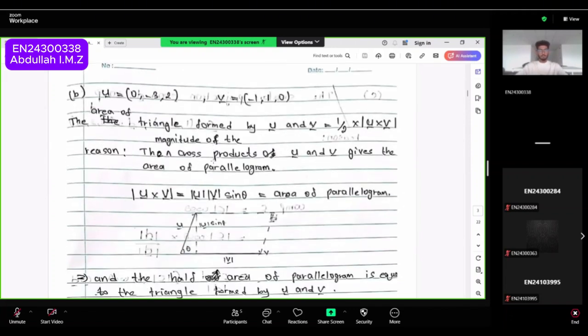And the second question, we have to find the area of the triangle formed by vectors u and v. We can get the area of the parallelogram from the cross product of vectors u and v, and we can multiply it by half.